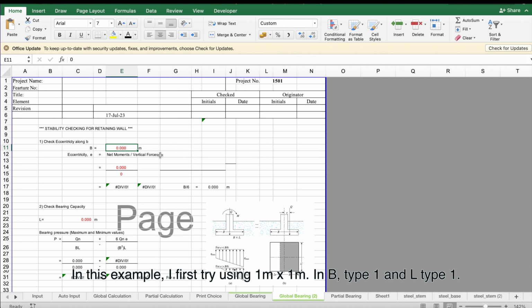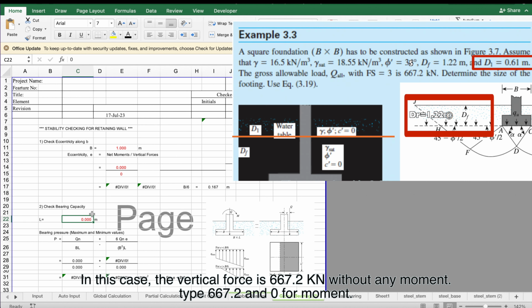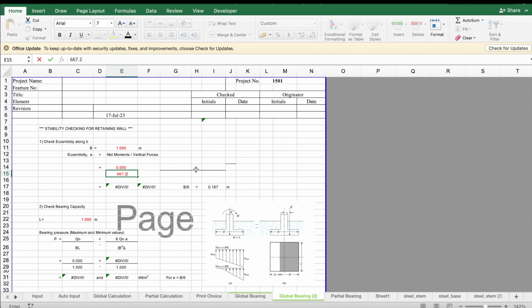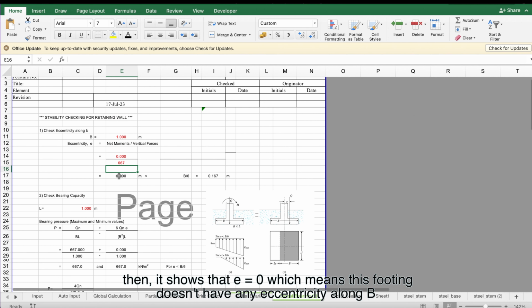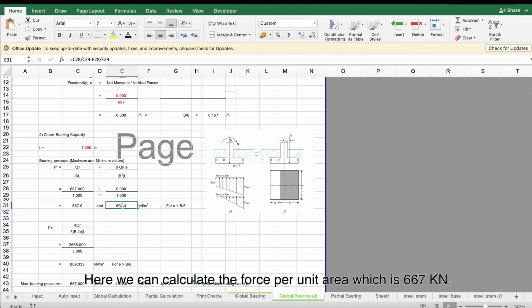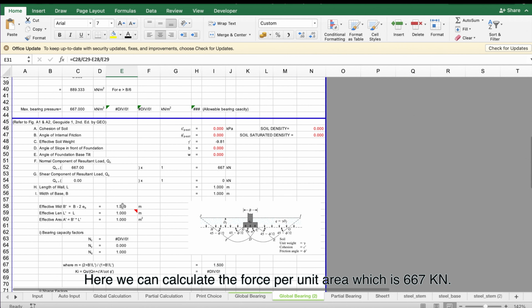We now open the Excel spreadsheet. In this example, I first try using 1 m x 1 m. In B, type 1 and in L type 1. In this case, the vertical force is 667.2 kN. Without any moment, type 667.2 and 0 for moment. Then it shows that e equals 0, which means this footing doesn't have any eccentricity along B. Here we can calculate the force per unit area, which is 667 kN.